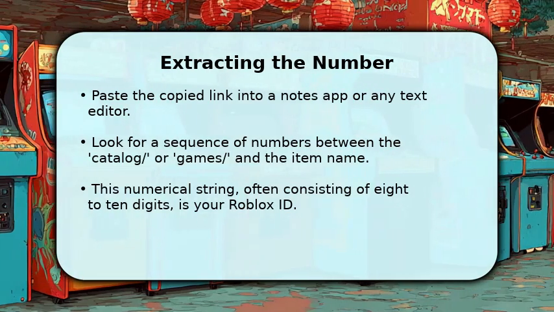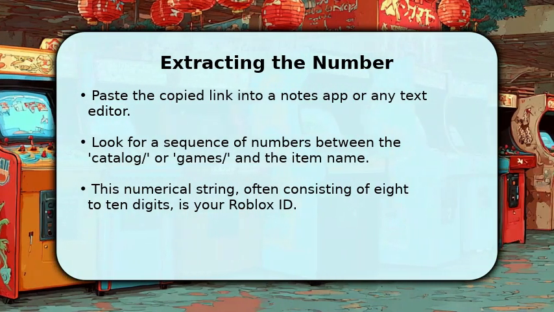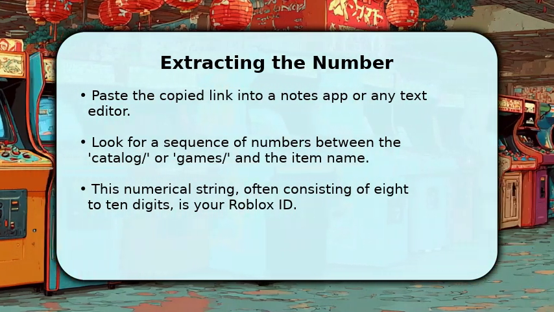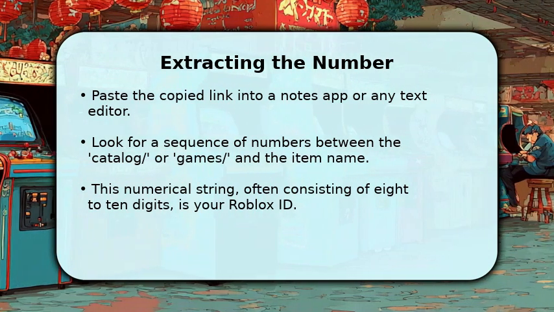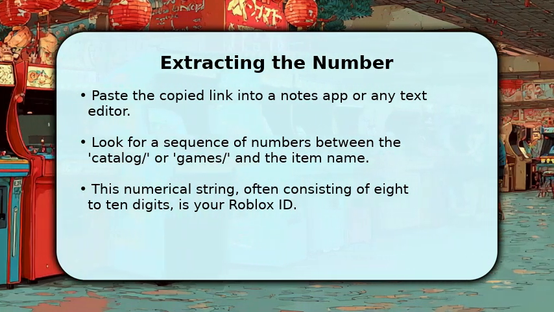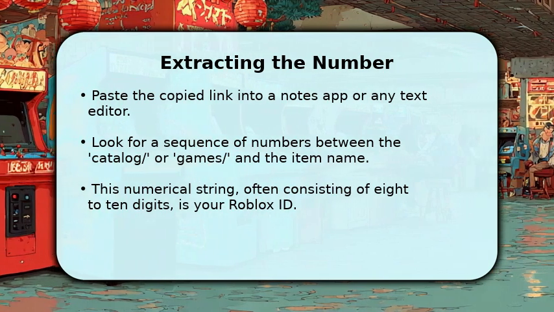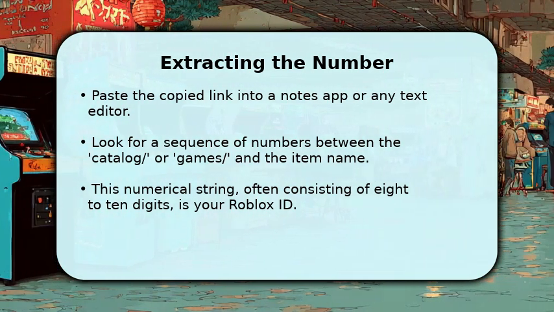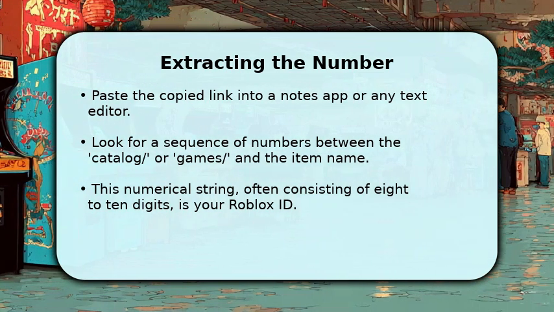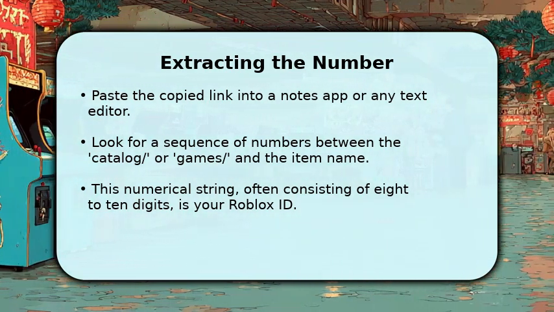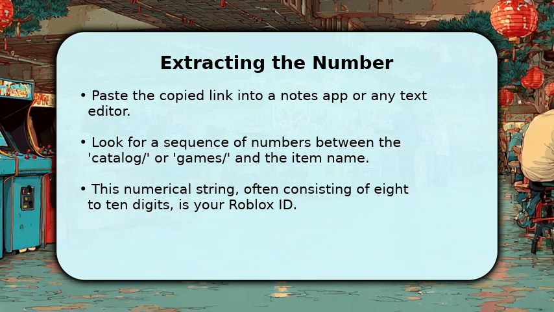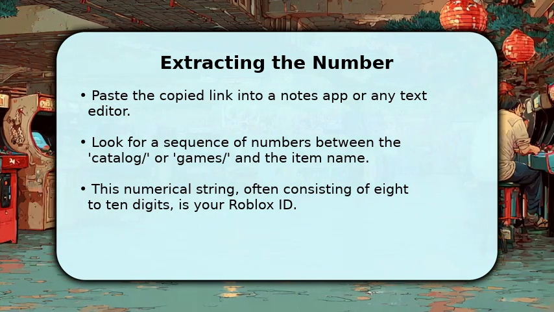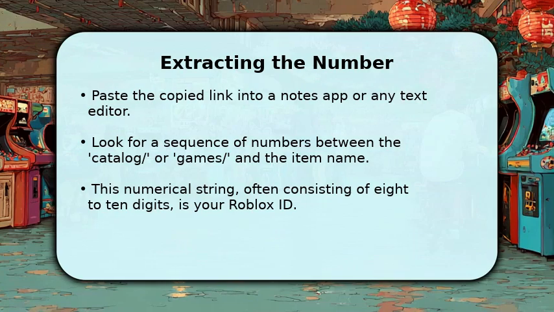Now, open any Notes application or a simple text editor on your mobile device. Paste the link you just copied into this new document. You will see a long web address. Focus on finding a string of numbers located between catalog/ or game/ and the item's name. This numerical sequence, typically between 8 and 10 digits long, is the precise Roblox ID you were looking for, making it easy to identify the asset.